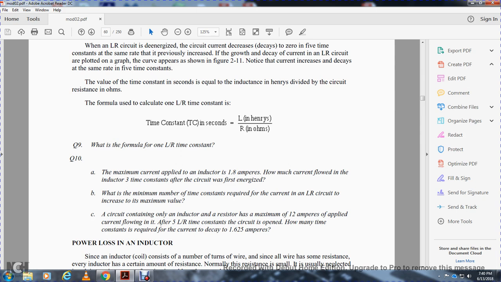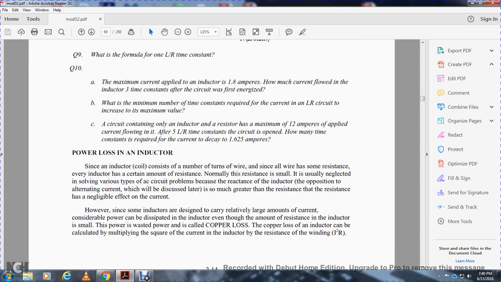The circuit current through the inductor and resistor has a maximum of 12 amperes. What is the current flowing after the fifth time constant of the inductance and resistor? If the circuit is opened, how many time constants are required for the current to decay to 1.625 amperes?